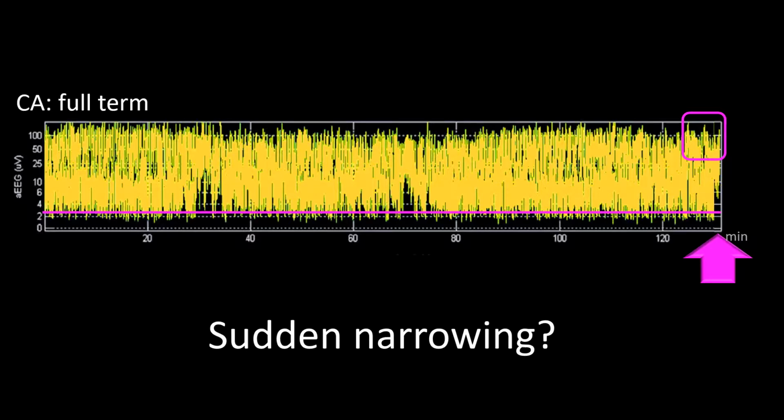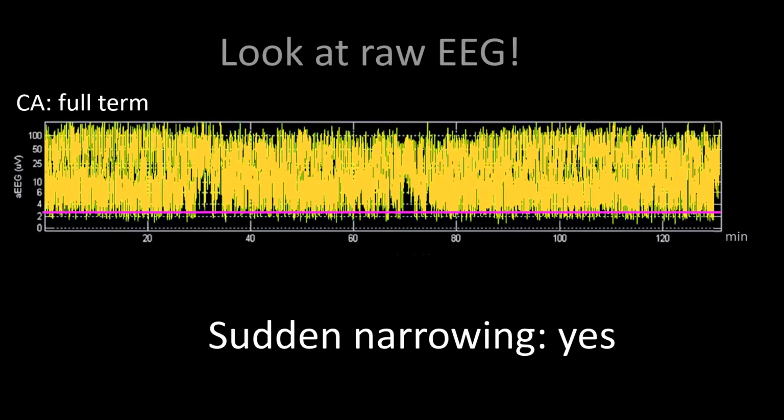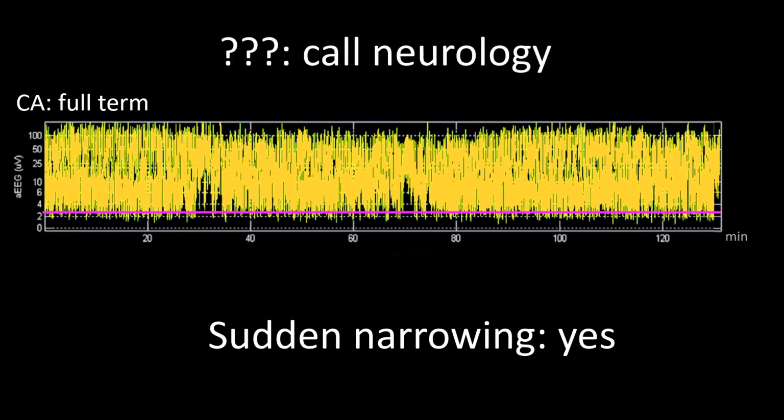So the question of sudden narrowing must be answered affirmatively. And this should prompt looking at the raw EEG, intervening if considered appropriate, and consulting neurology for a formal reading of the raw EEG. This last step should be taken unless the neonatologist is trained to read regular EEG and feels comfortable doing so.